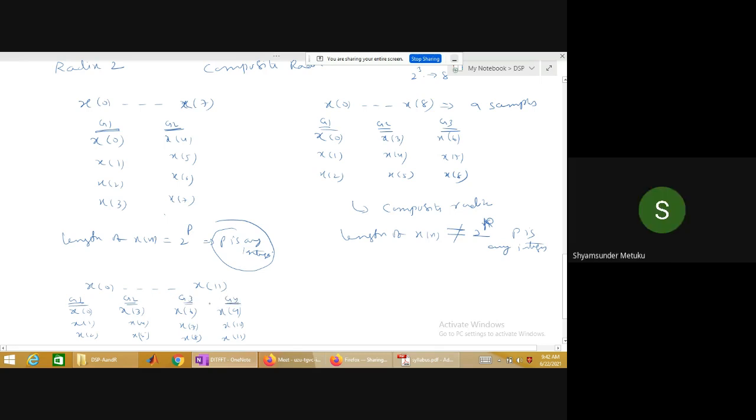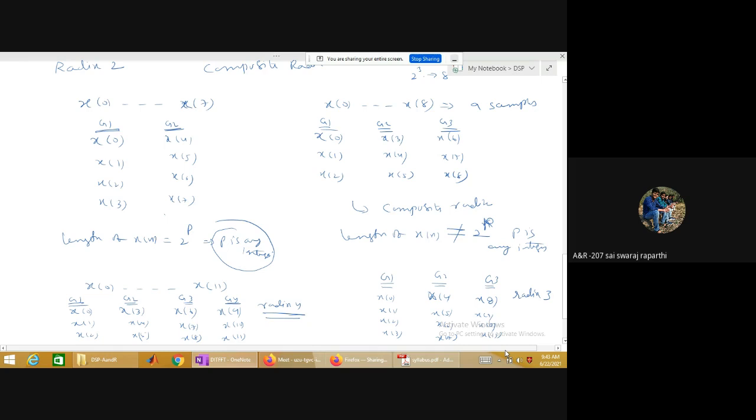When you divide the number of groups this way, it is called radix 4. Is it okay? Otherwise, you can do this way also. X of 0, x of 1, x of 2, x of 3, x of 4, x of 5, x of 6, x of 7, x of 8, x of 9, x of 10, x of 11. How many groups are there? 3. Radix 3. Is it clear?